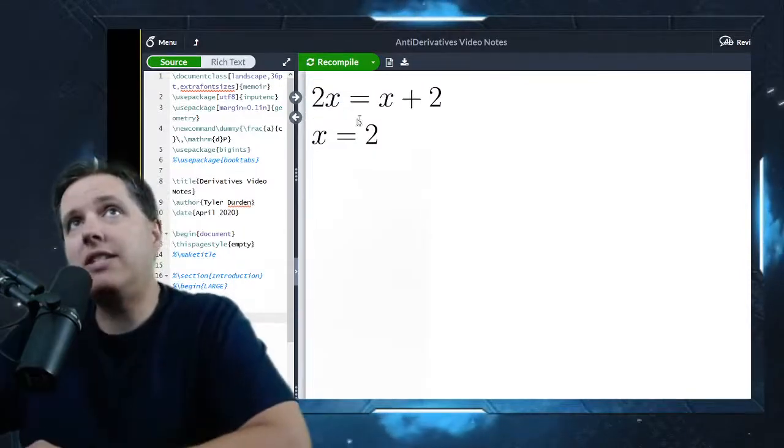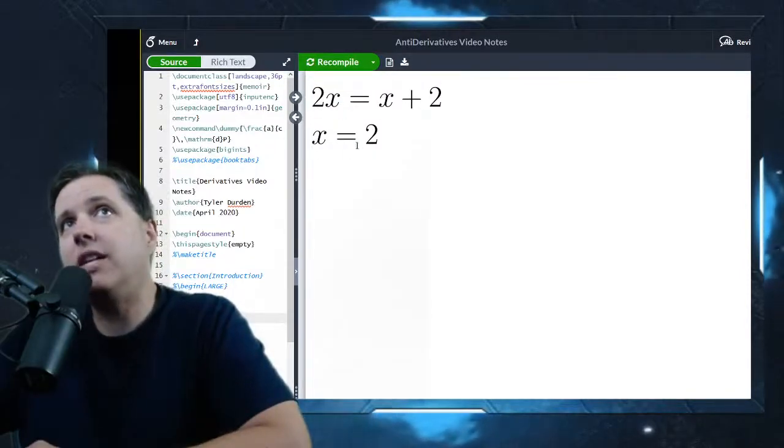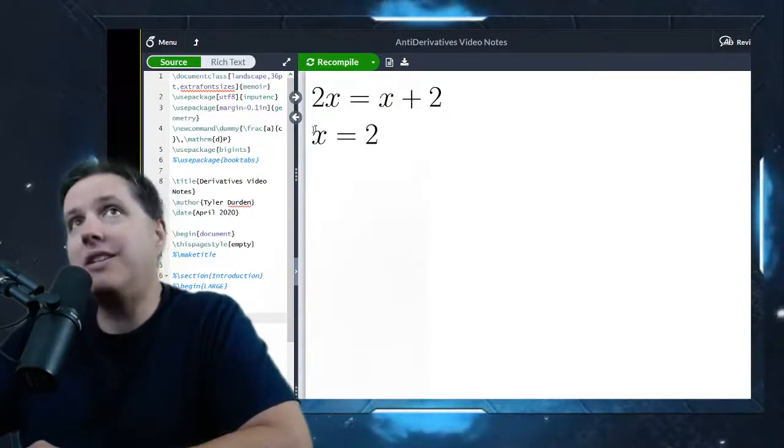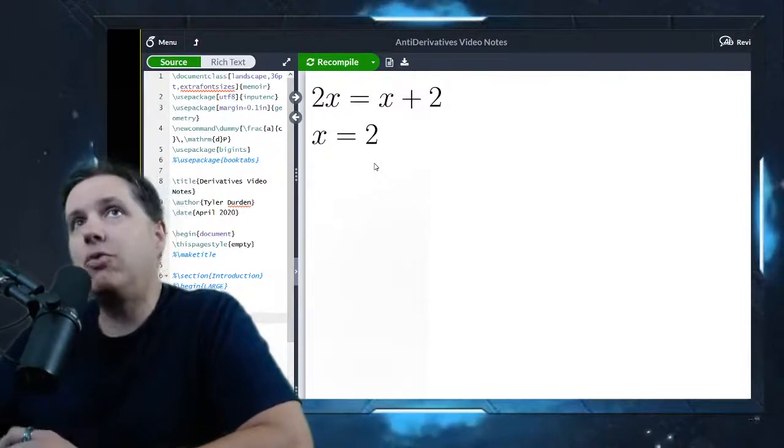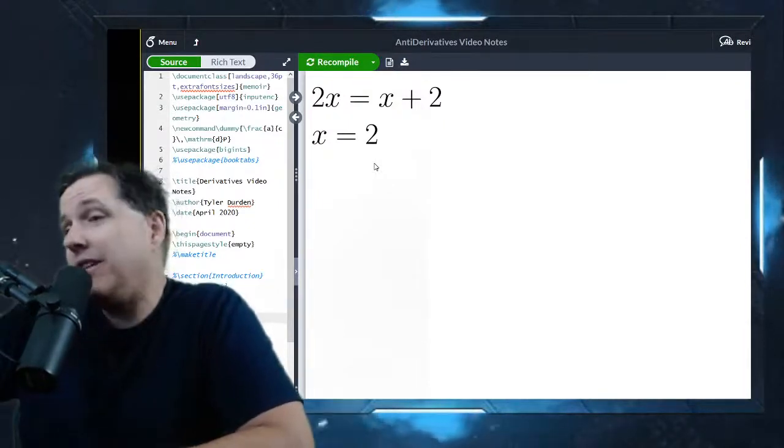But down here, see the second version? This is still an equation, right? x equals 2. That's still an equation, but it's in such a simple form that we automatically know all the information we need to know. What do we know? I know that x is equal to 2.